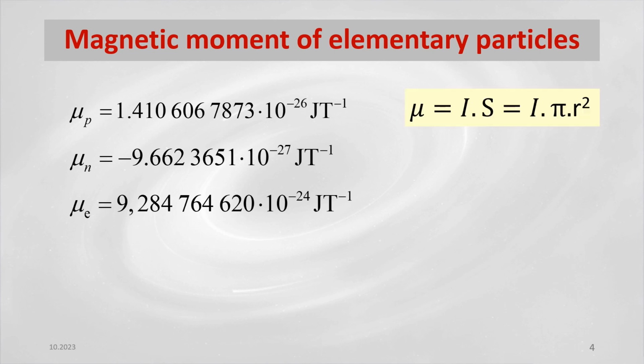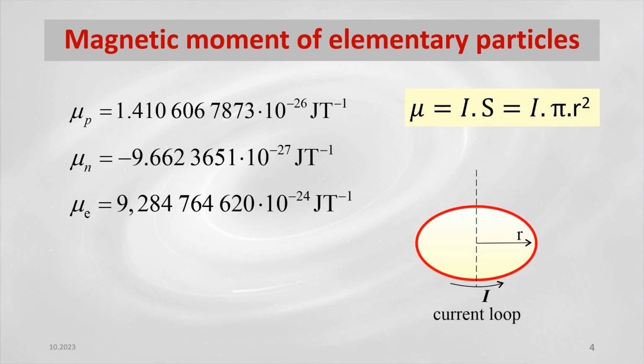From physics, we know that the magnetic moment of a planar current loop with an area S, carrying a constant electric current I, is equal to the product of the current and the area and is oriented in the direction of the surface normal according to Ampere's right-hand rule. Therefore, if elementary particles like the proton, neutron, and electron have experimentally measured magnetic moments, we can hypothesize that all these elementary particles have a similar structure, resembling a current loop, where the current is created by the movement of charge around the ring or toroid.